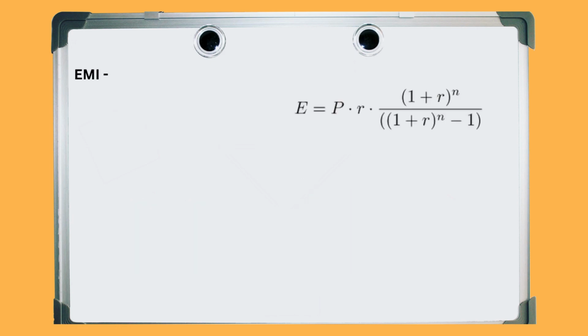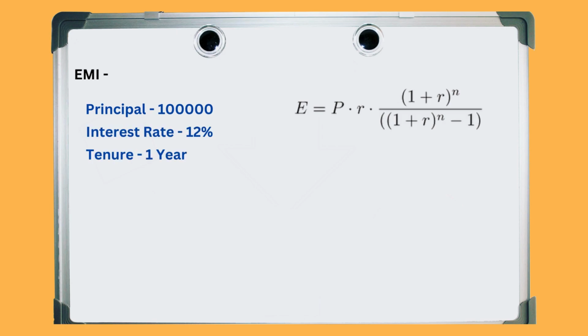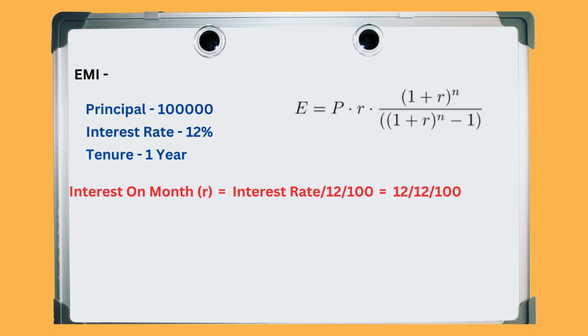Now we have to calculate the rate of interest on a monthly basis, not the annual interest rate. Let's take an example. You have taken a loan with a principal of 1 lakh rupees, an annual rate of interest of 12%, and a tenure of 1 year. To calculate the rate of interest per month, the annual rate of interest, 12%, must be divided by 12 months, and divided by 100 because it is a percentage. We have to convert it to a number. When you do that, you get 0.01. This is the monthly rate of interest for your loan.